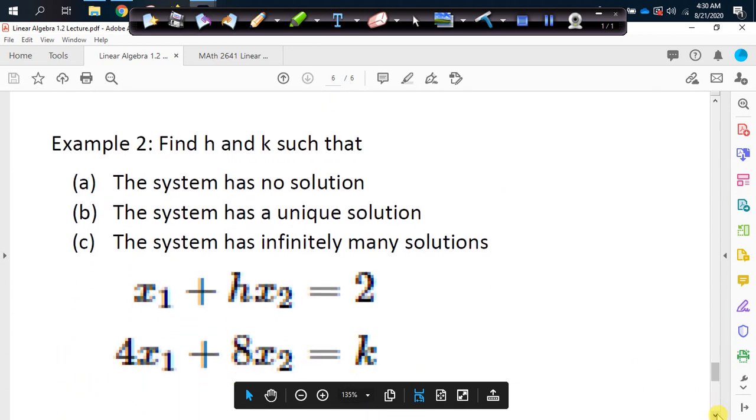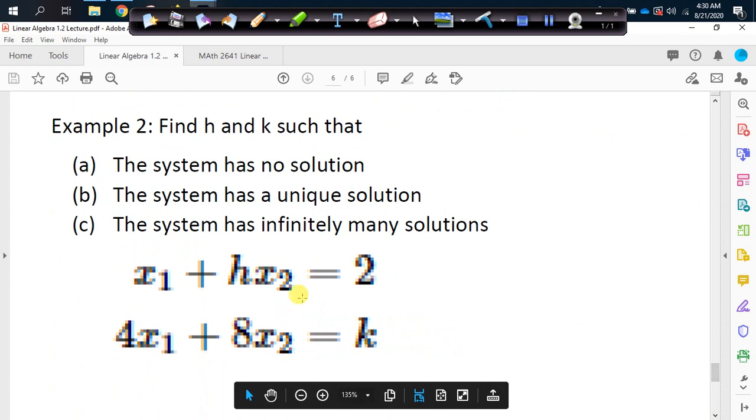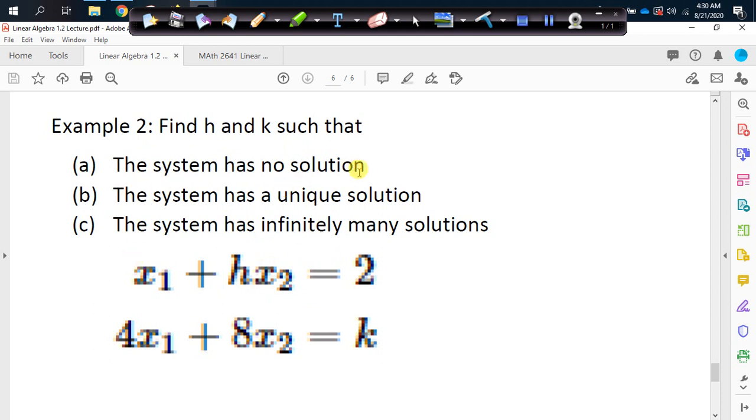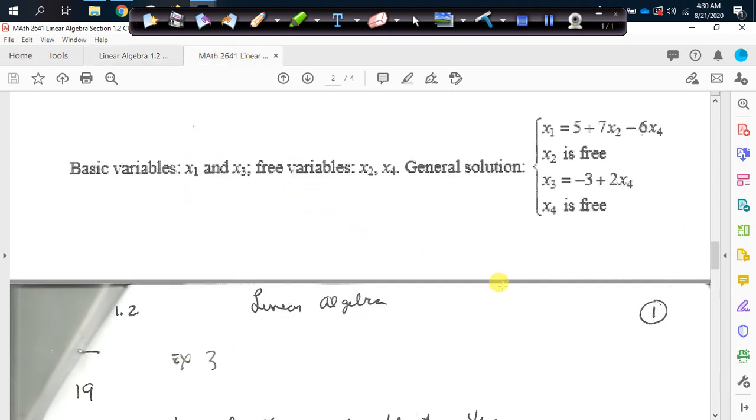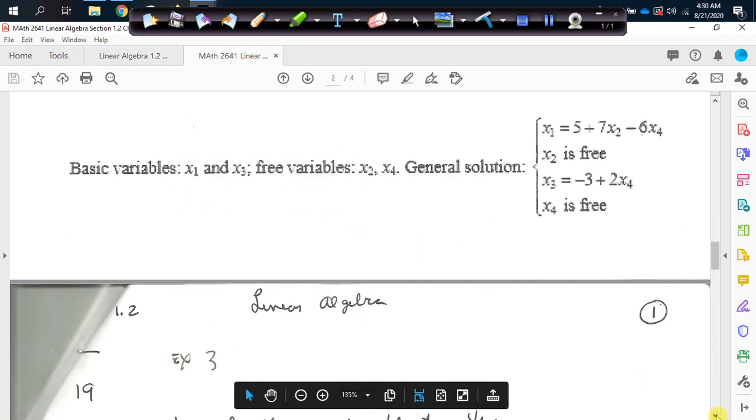Now here's another example. We want to find h and k such that there are three different outcomes. One, we want to find them so that there's no solution. Another, where there is a unique solution. And then we want to find h and k where there are infinitely many solutions. So let's look at this example over here where I worked it out.